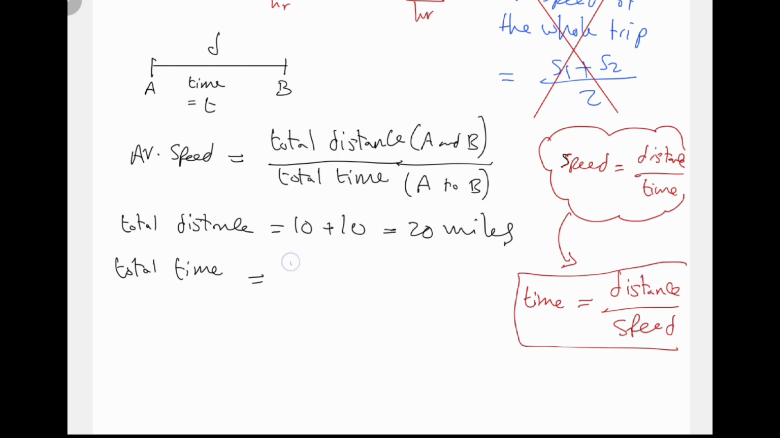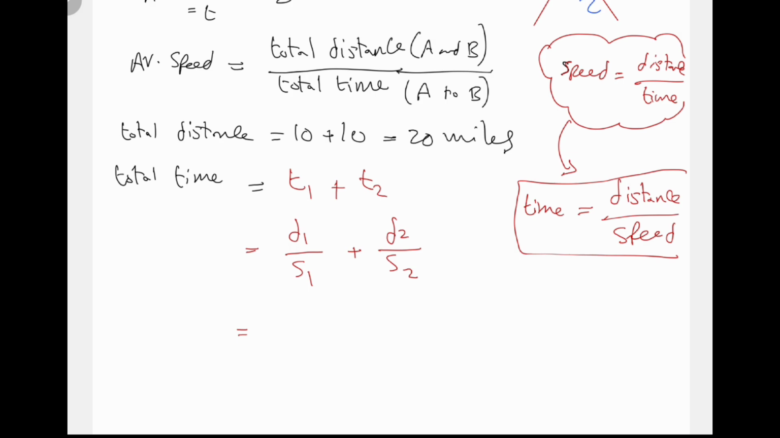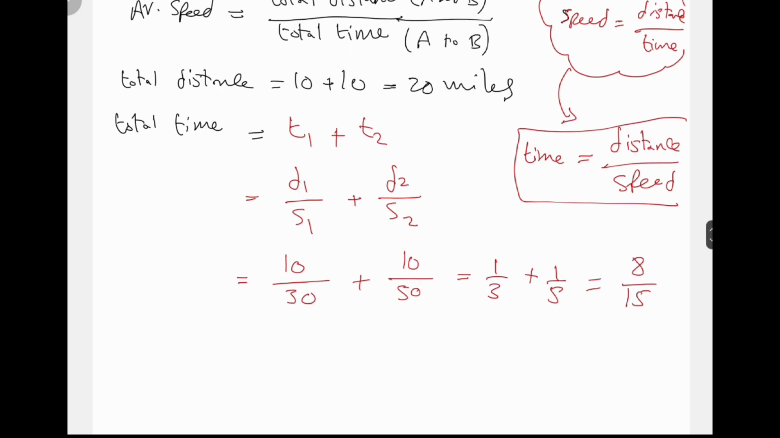So the total time is the first trip, the time it took the car to cross the 10 miles, plus the second time, which corresponds to the time it took the car to cross the second part. So T1 is equal to D1 over S1 plus D2 over S2. That is 10 miles divided by 30 plus 10 miles divided by 50, the speed. So this is 1/3 plus 1 over 5, which is equal to 8 divided by 15, using common denominator.